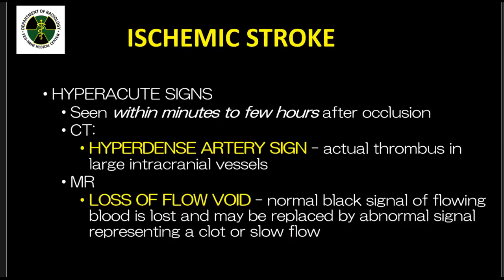So for ischemic stroke, what are the hyperacute signs? It is seen within minutes to a few hours after occlusion. For CT scan, it is a hyperdense artery sign, which means that the actual thrombus is within the intracranial vessels. And for MR, it is the loss of flow void. The normal black signal of flowing blood is lost and may be replaced by abnormal signals that may represent clot or slow flow.